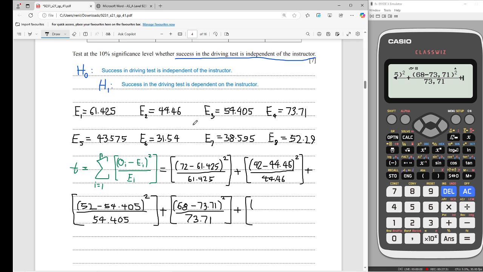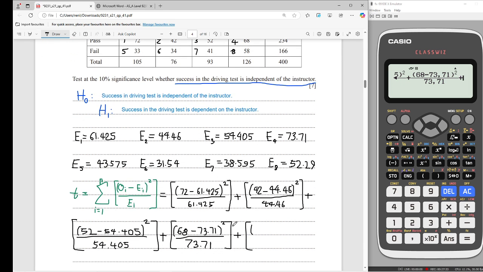Next we have here O5, which is 33. When I say O5, I mean that when I equals 5, we have O5 minus E5 over E5. So O5 is 33 minus the expected value, which is E5, 43.575. And we find the difference between the observed and expected, square the difference as before, and divide by the expected value.